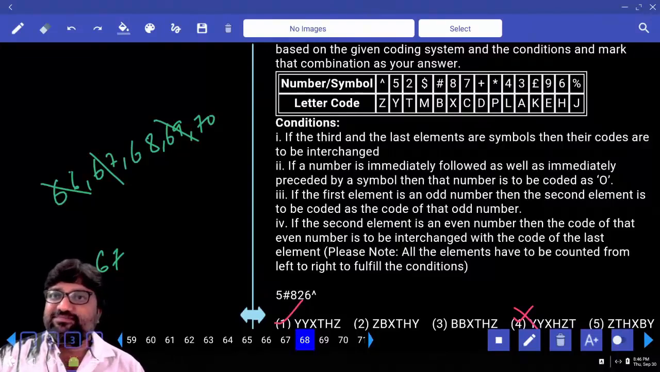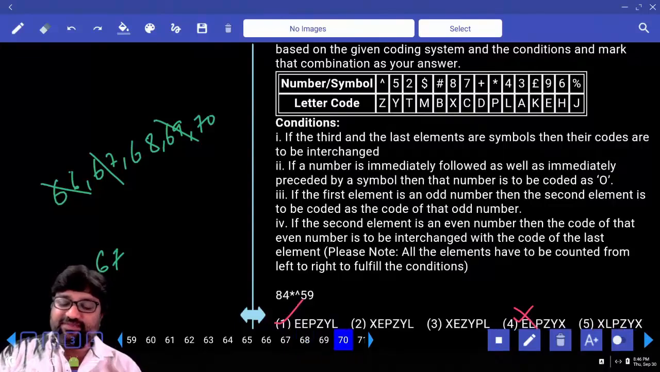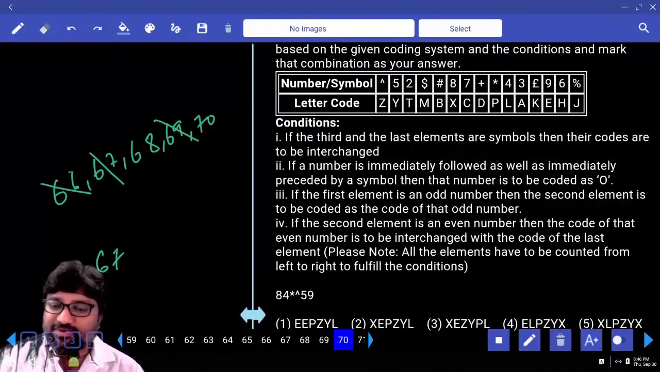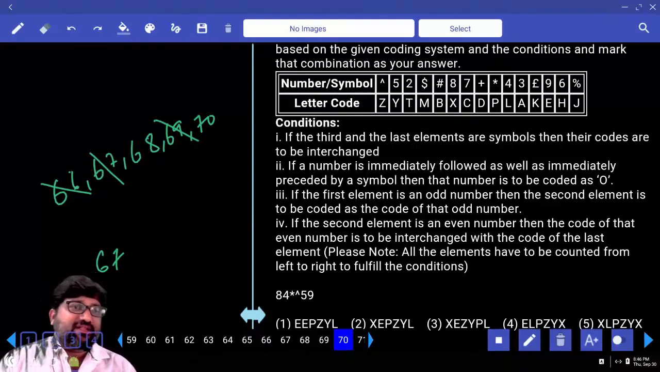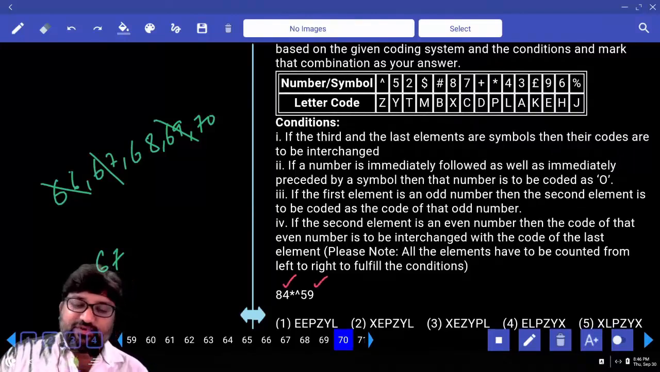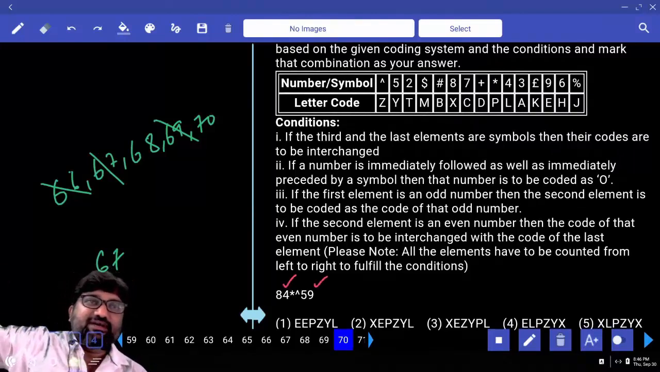Is this clear? Be careful. Whenever there is no "none of these", you have to be very alert. So, first element is odd? No. 70 is not applicable for rule number 3. Condition number 4. If the second element is an even number, then the code of that even number is to be interchanged with the code of the last element. The second element is an even number, 4. The code for 4 should be exchanged with the code for 9.